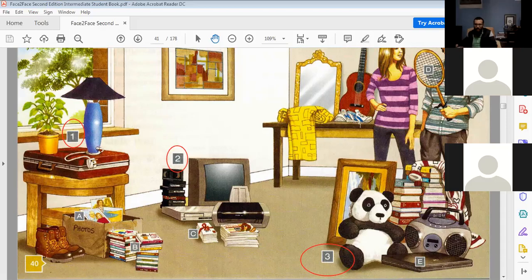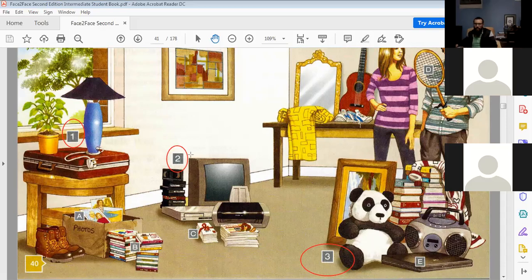What do you think, Sana? Maybe magazines, I don't know. But they look very small. Do you think these are magazines? Magazines are usually a little bigger. Maybe, I don't know. Okay, maybe like what Malak said. Maybe you mean CDs?